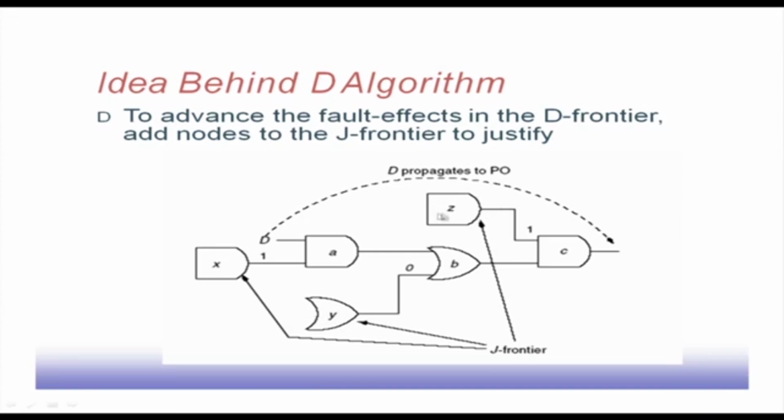Similarly, at this point, D propagates to the primary output, but for the gate Z, again this output is at 1, but the input is not yet specified. So, they remain at X. So, these gates come to the J frontier. Basically, we are trying to propagate this D frontier to some primary output, and in the process some J frontier gates get created, and those J frontiers are to be justified.